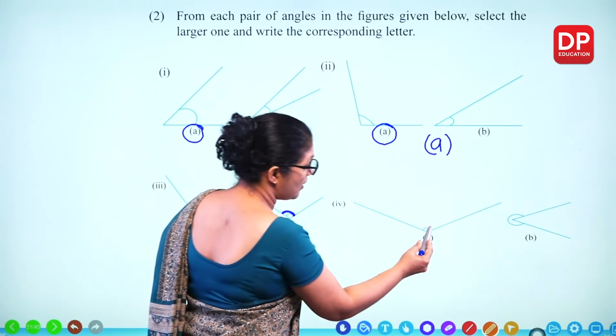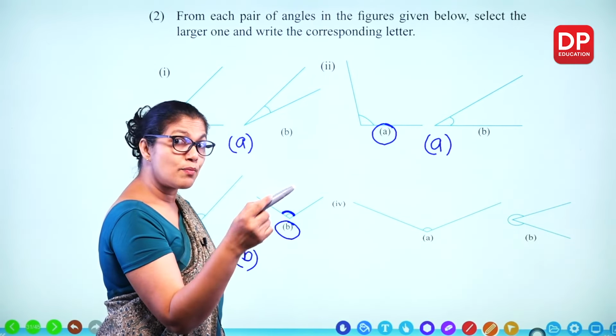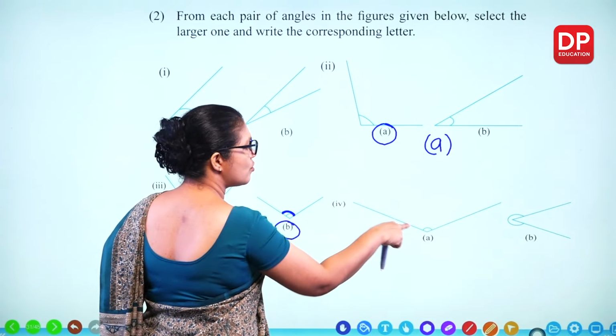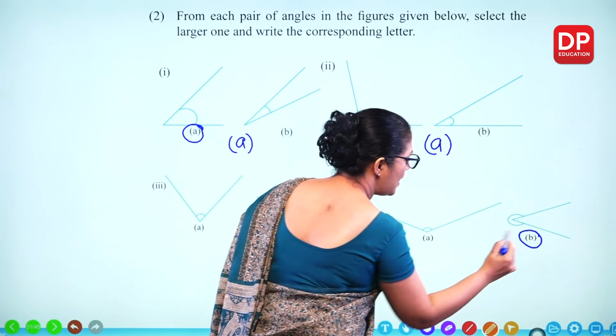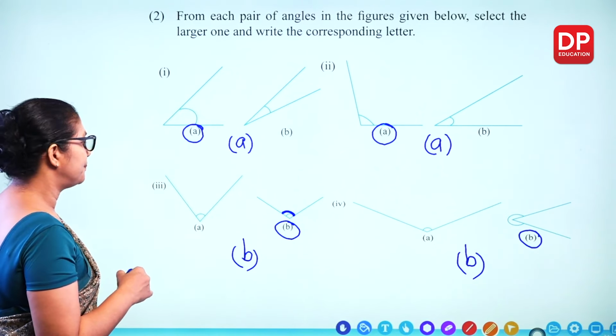When you take this one, this is obtuse and this is reflex. Reflex is more than 2 right angles. This is less than 2 right angles. So B is bigger. Reflex angles are bigger.